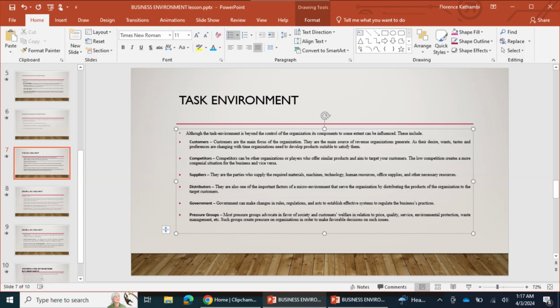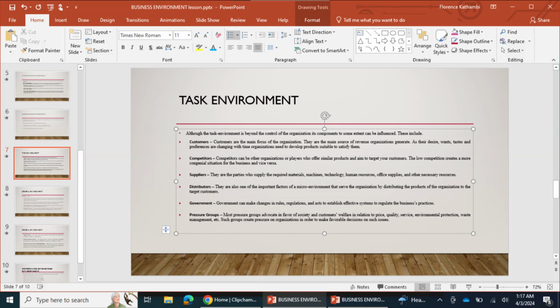The other player, we call them the competitors. The policies of an organization will always be influenced by the competitors. A competitor, remember, offers a similar product to what the company is producing. In a marketplace, companies always try to stay ahead of their competitors. They always try to outdo the competitors. Again, it is important we analyze the tactics that are being used by the competitor so that you can be able to counterattack. The other player in the task environment is the substitute product.